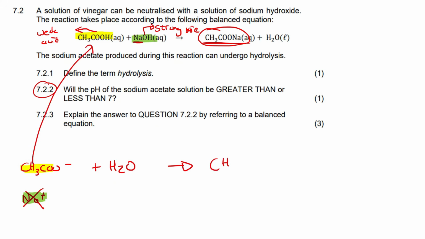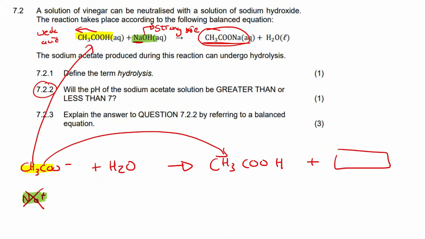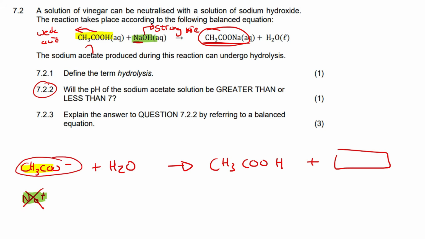So let's put that as the product. And now what you've got to do is think about what the other product will be. Look at the difference here. Can you see that the only difference is that here it doesn't have this hydrogen, and here it does? Where did it get that hydrogen from? It got it from this water molecule.